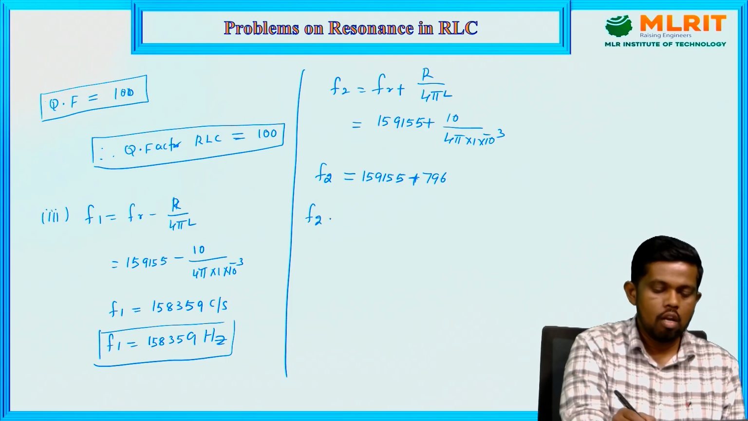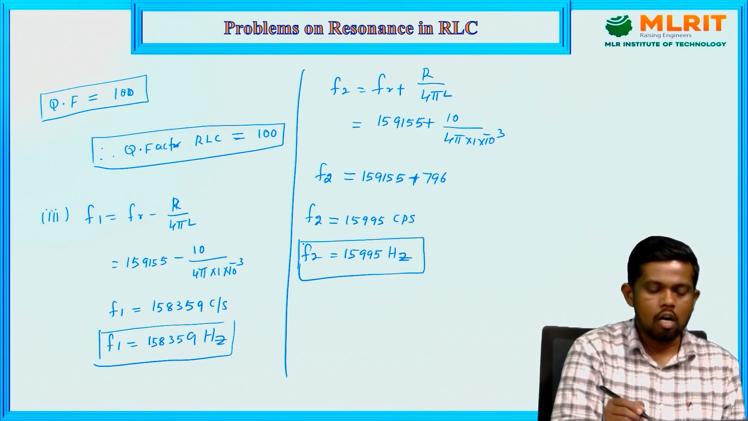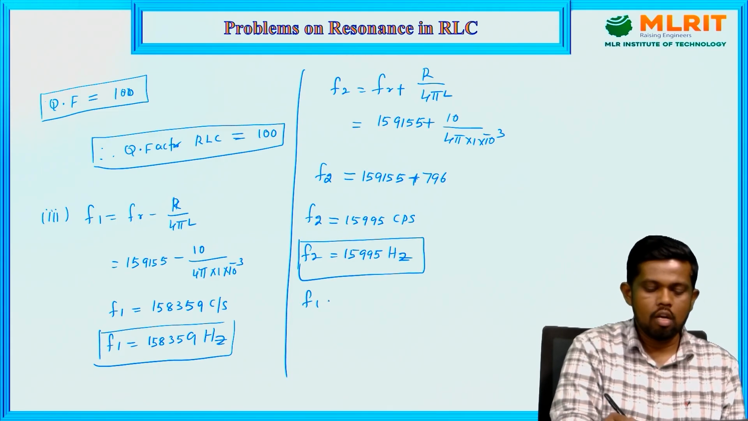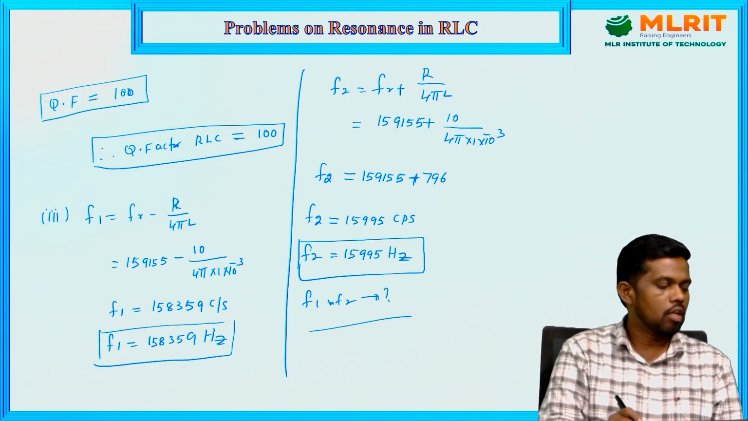The overall upper cutoff frequency should be 159951 cycles per second. CPS means cycles per second. Therefore F2 is finally 159951 hertz only. 1 cycle per second is the same as 1 hertz. So these are the half power frequencies. F1 and also F2 we got. Based on this, we can also find the bandwidth of the signal.